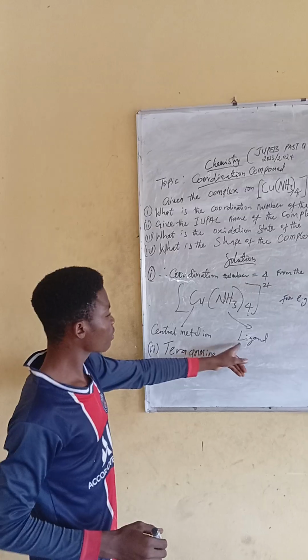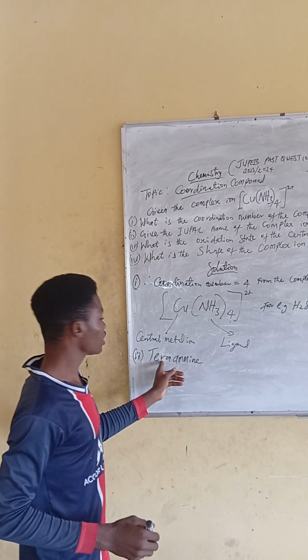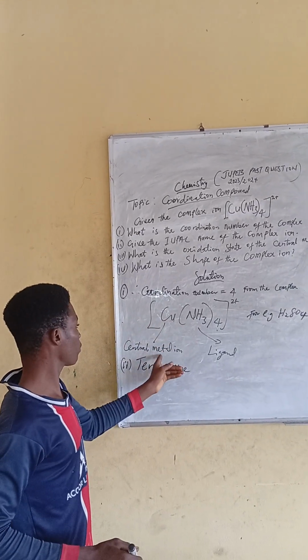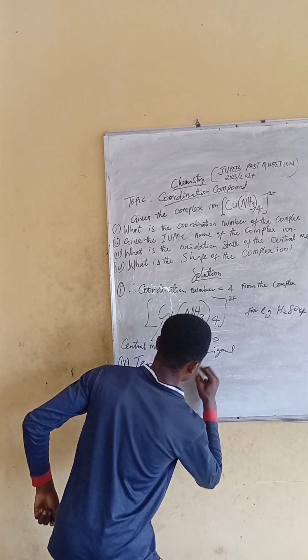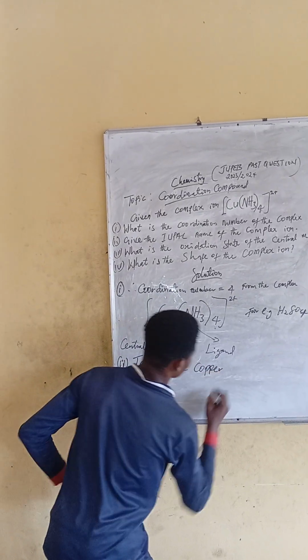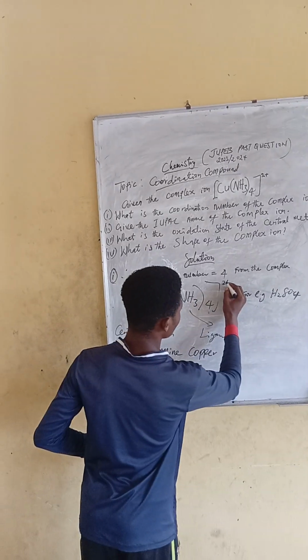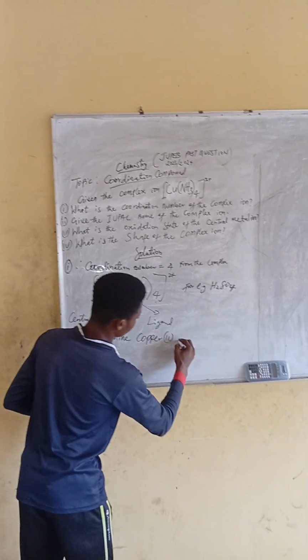Before you move on, when you are done naming the ligand, which is the amine, and the 4 is tera, I then want to name my central metal ion, which is copper. So you will now put copper. And because the oxidation state is 2, that will be copper(II) ion.